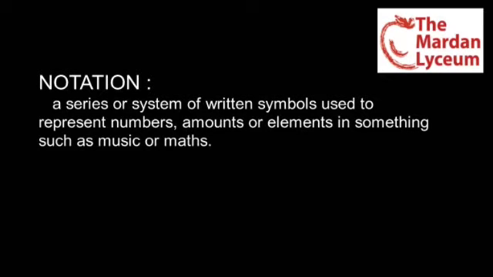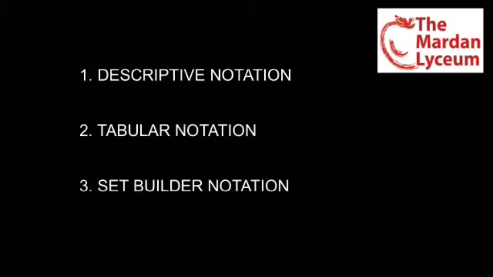Dear students, set notations are basically three different forms of writing one set. For example, the set of vowels in the English alphabet can be written as set A is equal to the set of vowels in the English alphabet, in the form of a statement. The above form is called descriptive notation. In descriptive notation, the set is described by a statement, by a sentence, and is not placed within curly brackets.